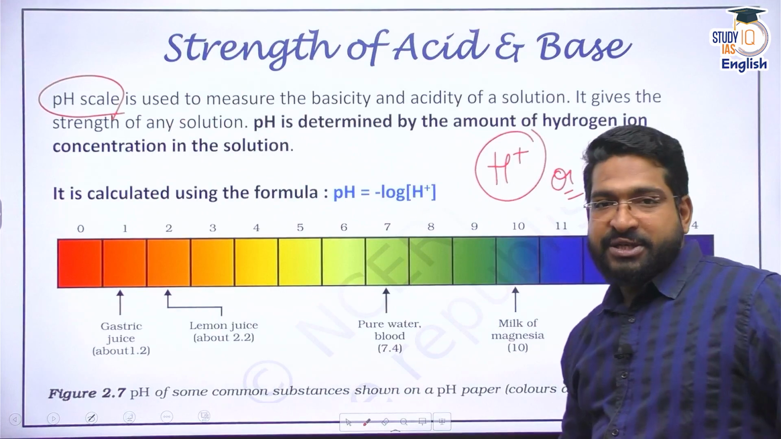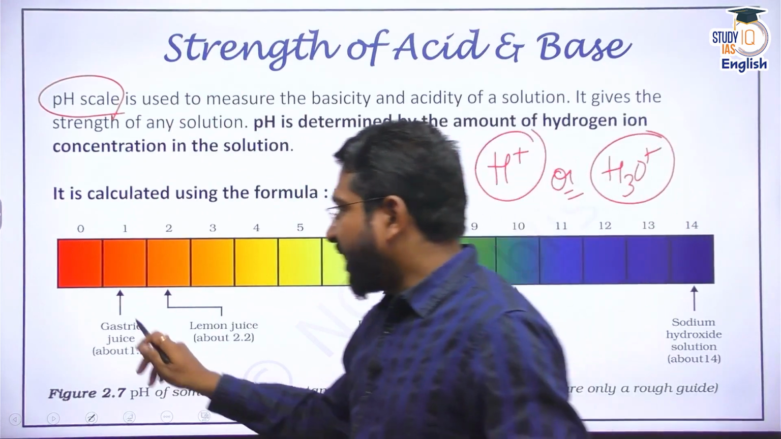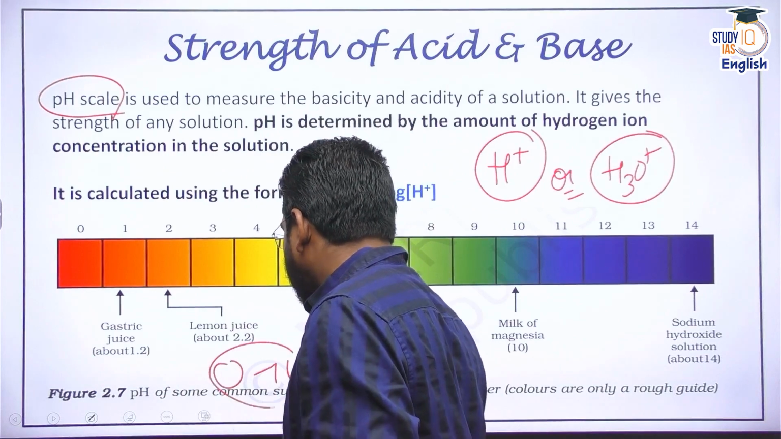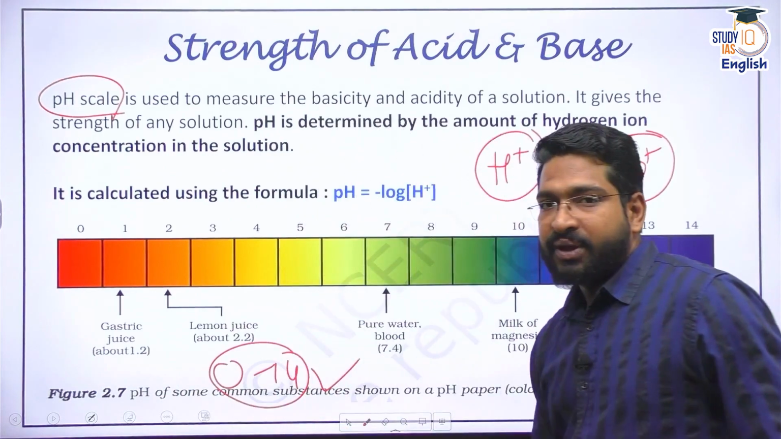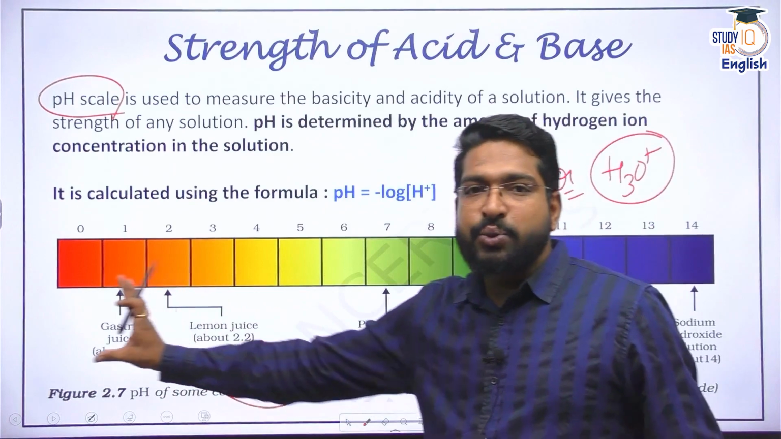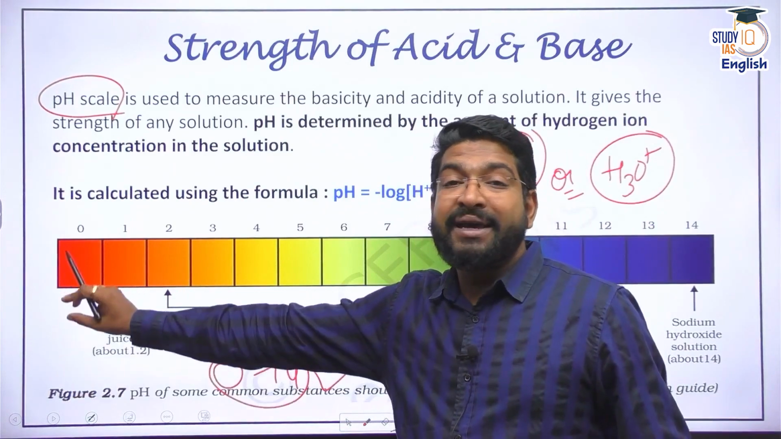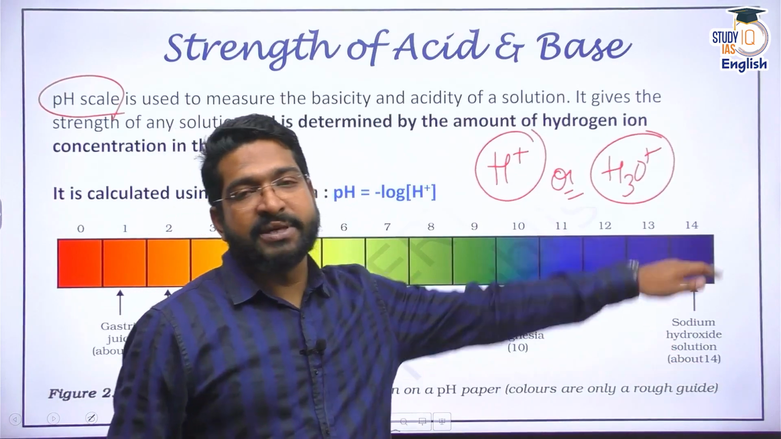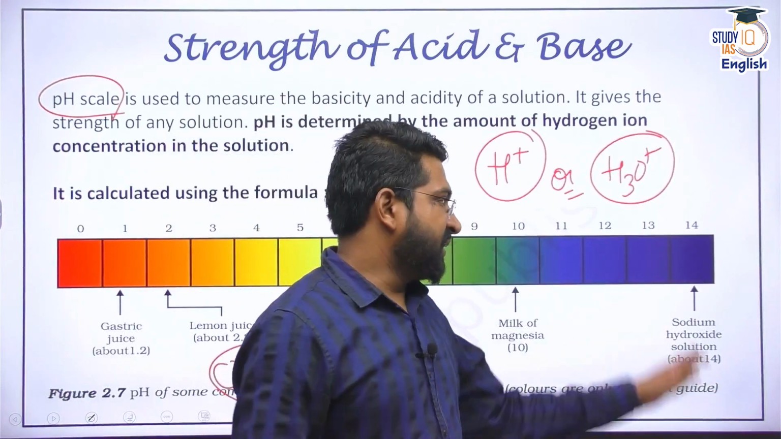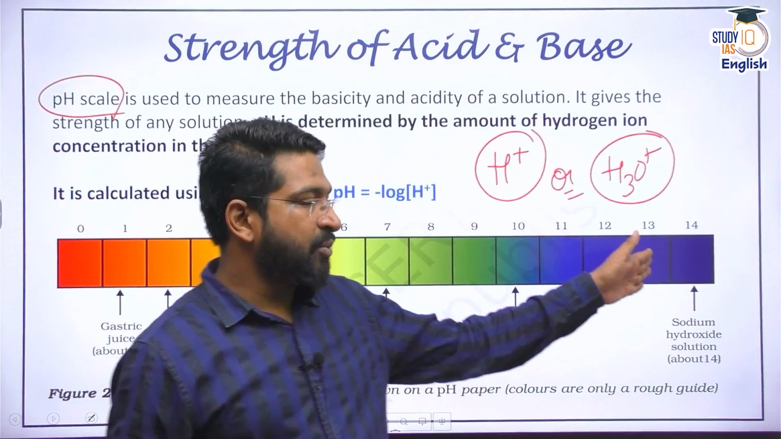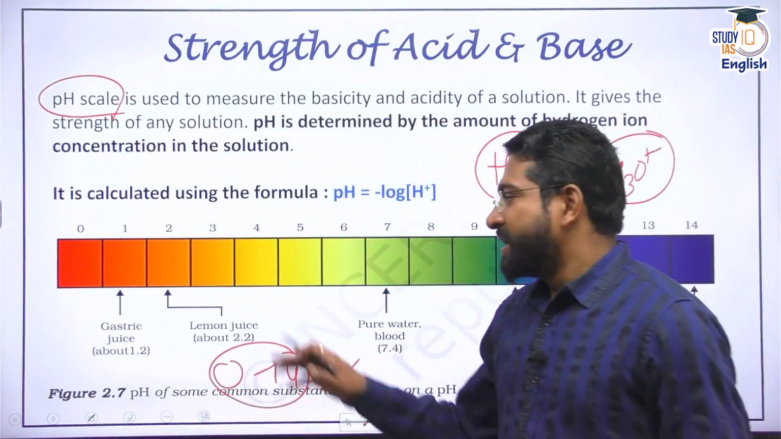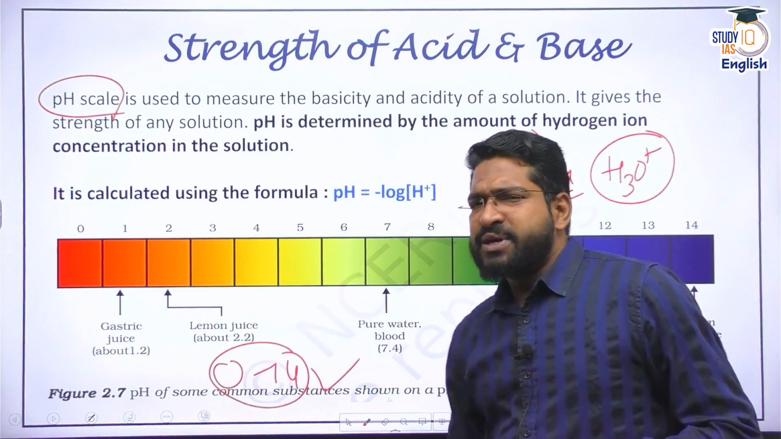On this logarithmic scale, we have created a pH scale which goes from 0 to 14. If the value is near 0, that means it is extremely acidic. And if the value goes near 14, it is extremely basic. Here, it is devoid of H plus and OH minus ions are higher. Clear?